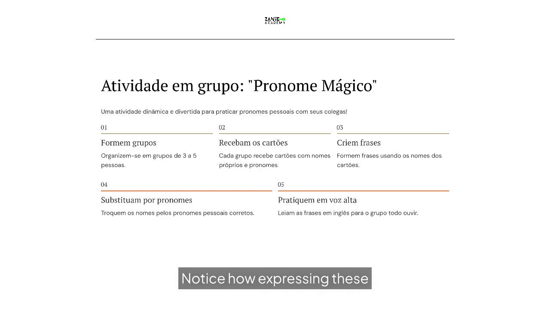Notice how expressing these sentences in English feels. It reinforces your understanding of how personal pronouns function in different contexts. As we wrap up this activity, you'll be more comfortable using personal pronouns naturally. In the next slides, we'll dive into common mistakes to avoid, ensuring you communicate with clarity. So let's get started with Magic Pronoun and make this learning experience memorable.